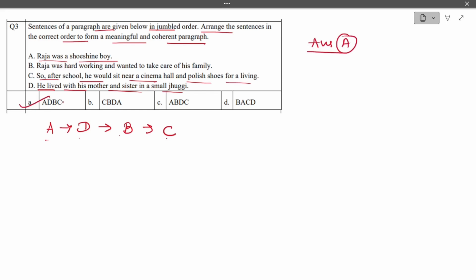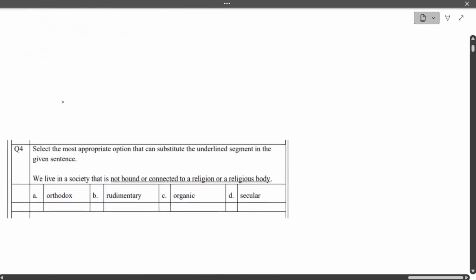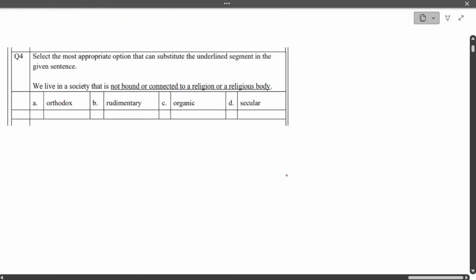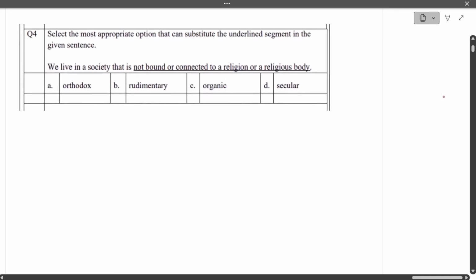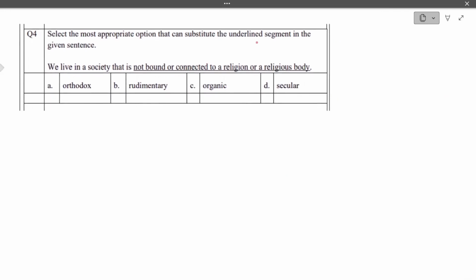Okay, let's now move on to the next question. We have this question. Let's read it. Select the most appropriate option that can substitute the underlined segment in the given sentence. So we have a part of the sentence which is underlined and we have to find a one word substitution for this particular part.